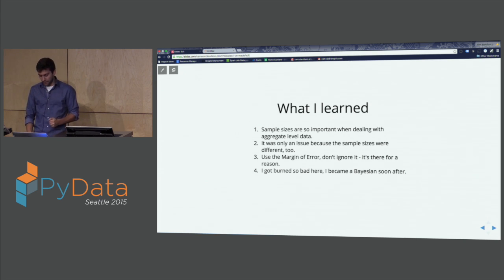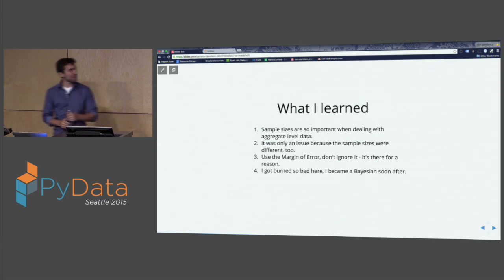Use the margin of error, don't ignore it. I just discarded it, but the statisticians who gave me this data set put it there for a reason. I shouldn't just ignore it. That would have been very useful to have. I think that was the first thing I dropped, the margin of error columns. Literally, it was just like, is MOE in the column? If so, drop. It was that bad.